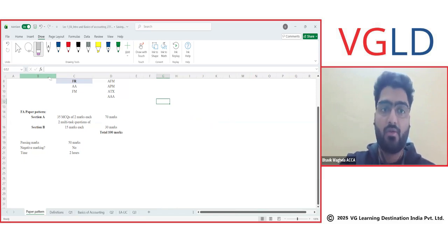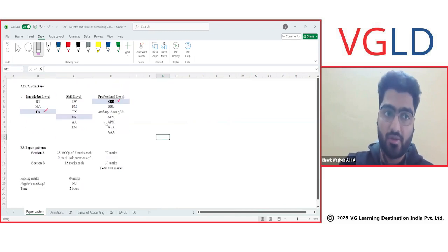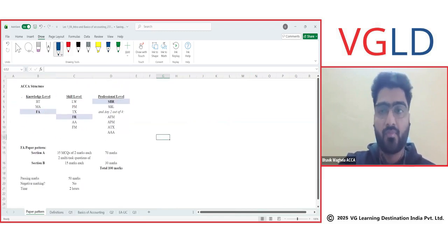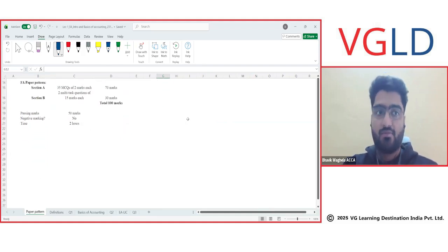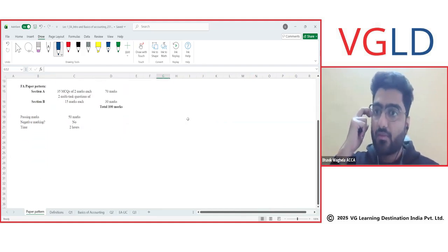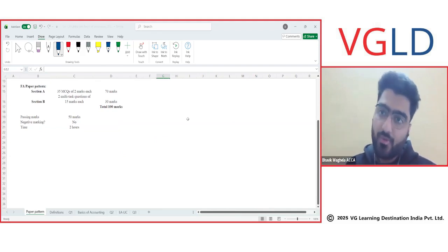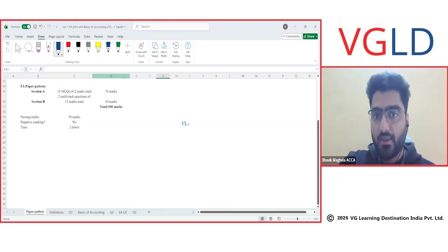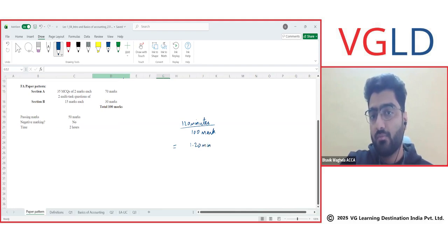Okay. So if I talk about the time allocation, let us start working on it right away. Because I just don't want that we learn concepts now and then we start working on the speed at the end. We need to start working on the speed from day one only. Now, if I go by maths, 2 hours means 120 minutes, and we have 100 mark paper. So for every 1 mark, I have 1.2 minutes. Correct?